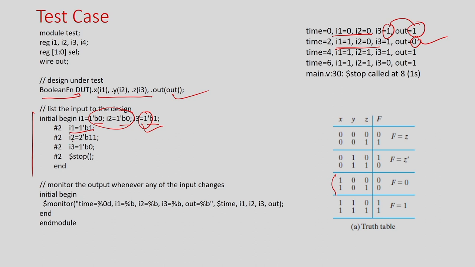Then I make my I2 equal to 1 basically. In this case, my select line becomes 1, 1. So in this case, my output is 1. So I am getting 1. Right. And then I make my I3 equal to 0, but since my output is 1, it doesn't matter, I'm still getting 1, right? So this way you can create many other test scenarios and check whether this multiplexer is actually working as the function that we're implementing.